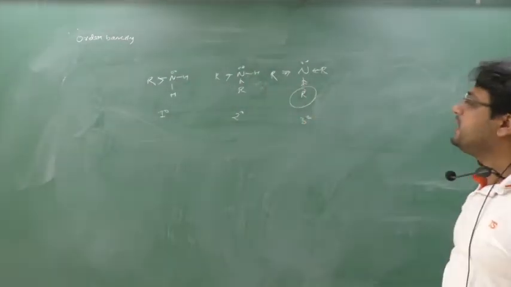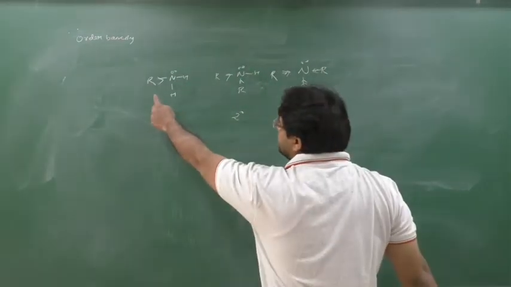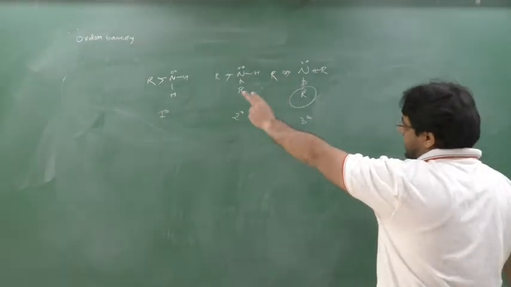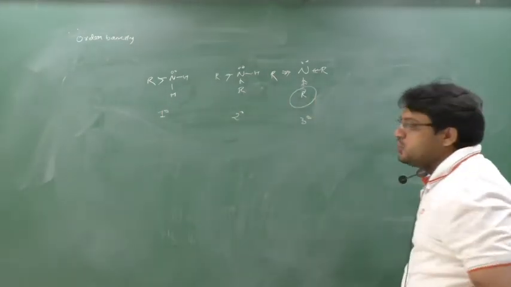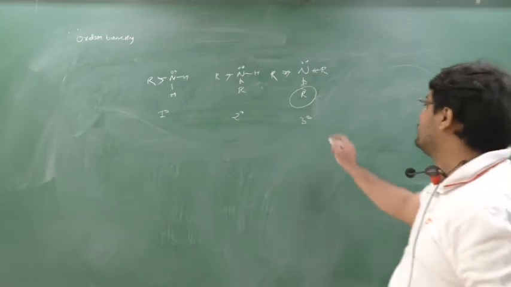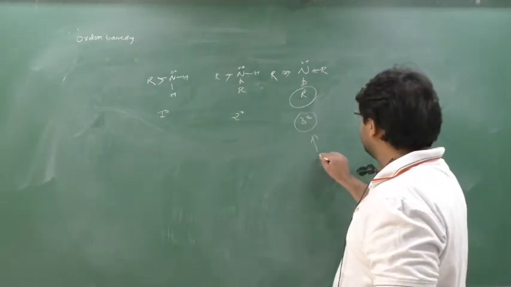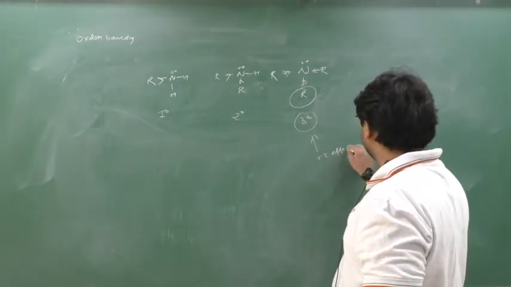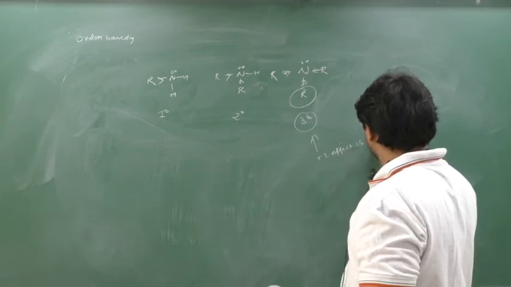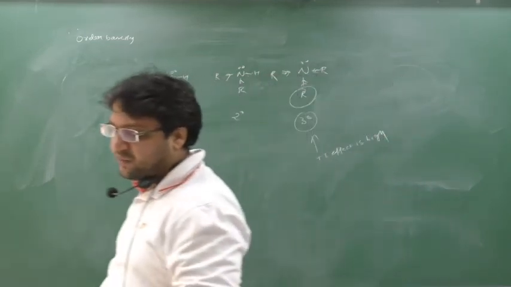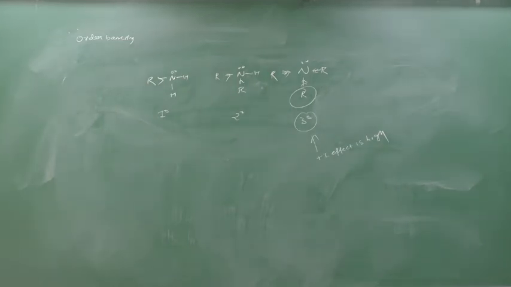Now see here. In 1 degree there is only 1 R. In 2 degree there are 2 R. In 3 degree there are 3 R. So where will the plus I effect be more? In 3 degree, the plus I effect is very high. Yes or no? In the gaseous phase, the plus I effect is very, very high.